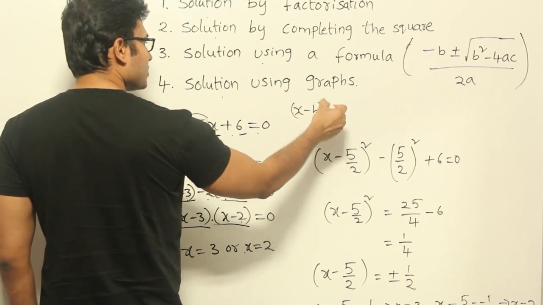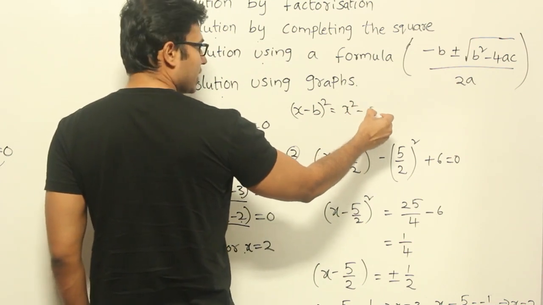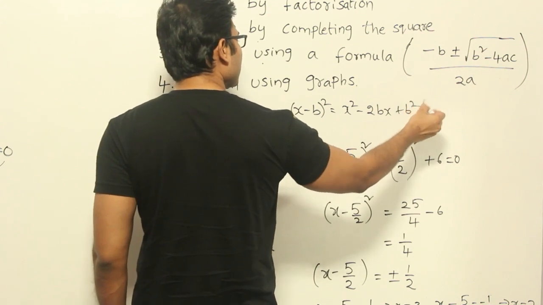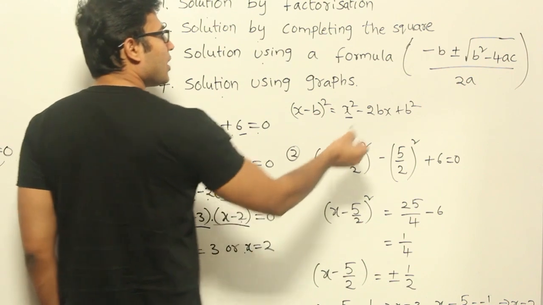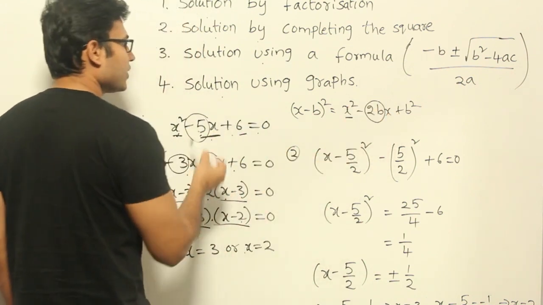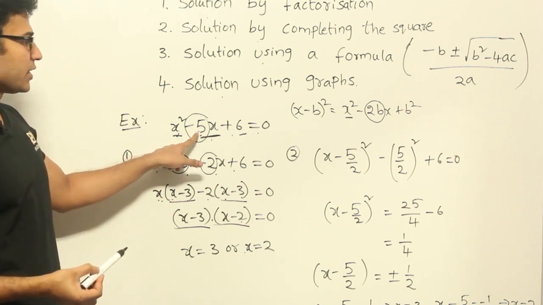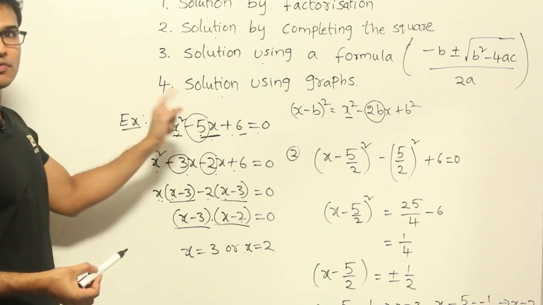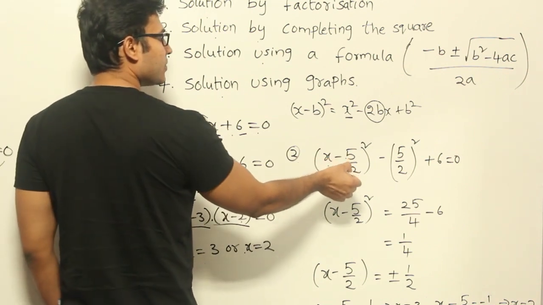b whole square. Then we know this formula is going to be x square minus 2bx plus b square, right? Now x square is already there, okay, and in place of 2b I need to get 5, isn't it? In place of 2b I need to get 5. So how can I get 5 in place of 2b if b happens to be 5 by 2, right? That is why I'll write it this way, x minus 5 by 2 whole square.